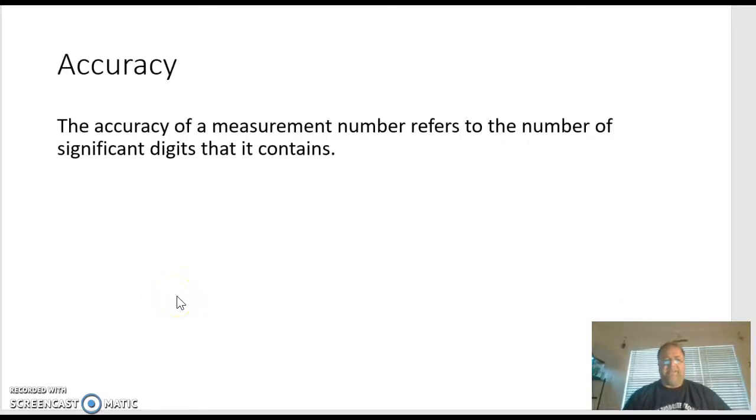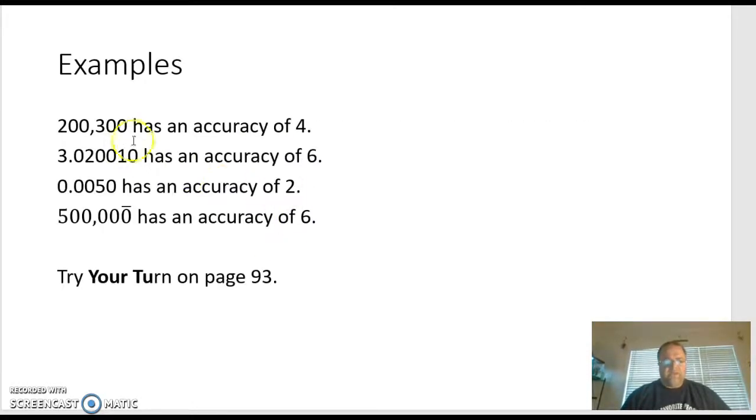All right, let's look at accuracy. Accuracy is the number of significant digits that the number contains. So this is pretty close to what we did in the very beginning, where we're just counting the number of significant digits. So look at all of these. This first number, 200,300, has an accuracy of 4 because we don't count these zeros since they're to the right of a whole number. We do count these because they're between two significant digits, so 1, 2, 3, 4. So this has an accuracy of 4.